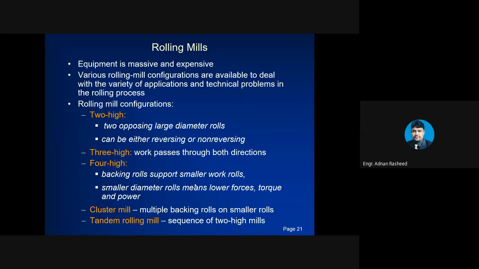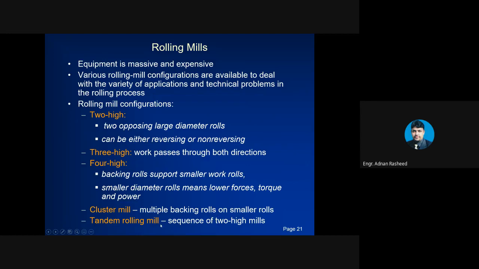We have two-high, three-high, or four-high roller mills, and we have cluster or tandem rolling mills. In rolling mill configurations, two opposite large diameter rolls can be either reversing or non-reversing. In three-high mills, the work passes through in both directions. We have four-high mills with backup roll supports and smaller work rolls. Smaller diameter rolls mean lower forces, torque, and power. We have cluster mills that have multiple backing rolls on smaller rolls.